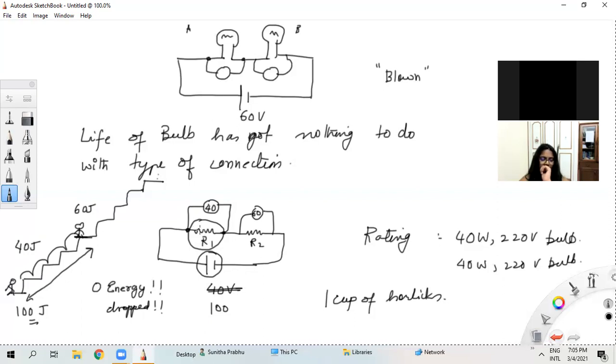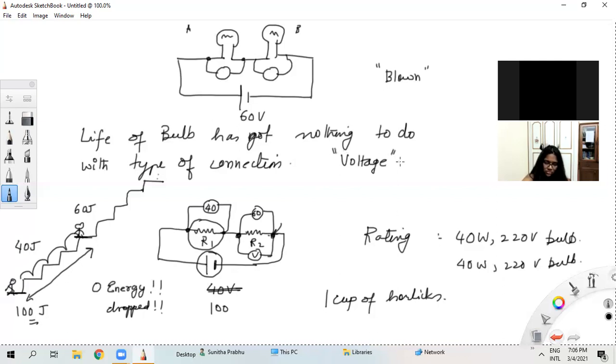Because I'm talking about electrons, the correct thing is this is like ground zero here, before the steps come into the picture. At this point they will be at a certain potential, and after crossing the steps the potential drops, they will be at a different potential. That difference in potential is measured by the voltmeter. So what does a voltmeter do? A voltmeter is going to measure the voltage between two points.